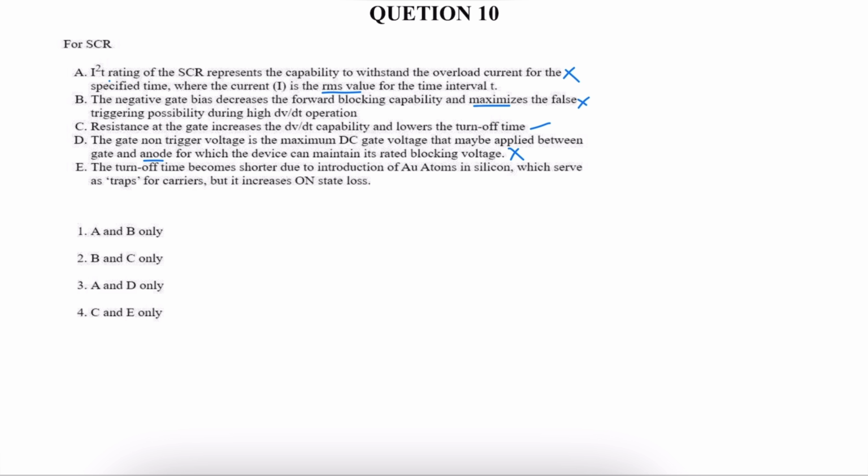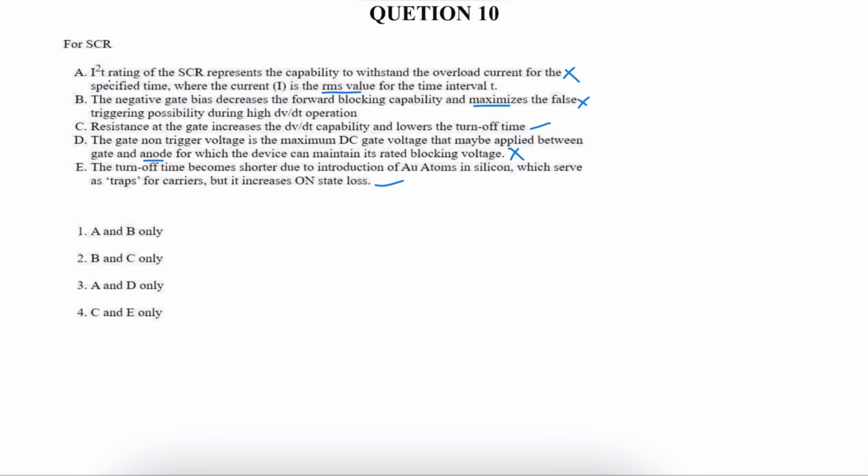Next, statement E. The turn-off time becomes shorter due to introduction of gold atoms in silicon, which serve as a trap for carriers, but it increases the on-state losses. Correct. Introduction of gold in SCR reduces the carrier lifetime, leading to shorter turn-off time because the gold serves as a trap for the charge carriers. Hence, switching performance is enhanced. It is used in high-frequency applications.